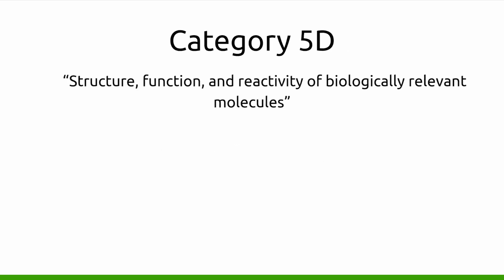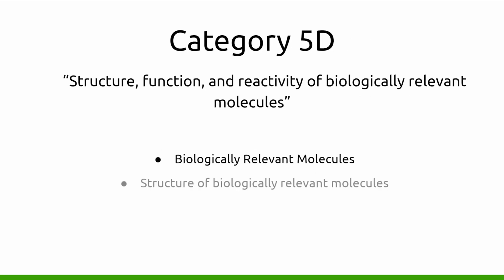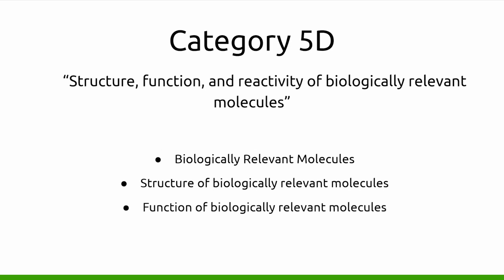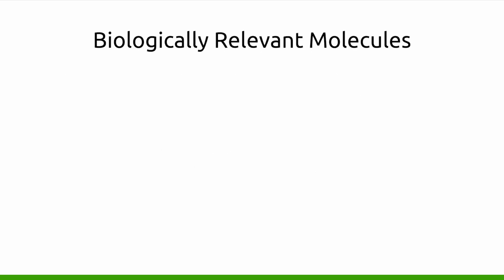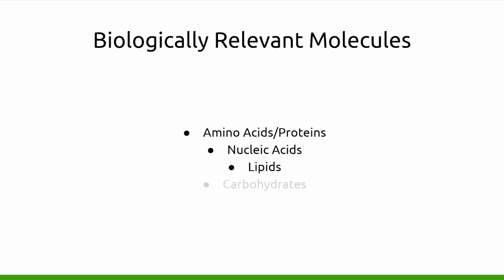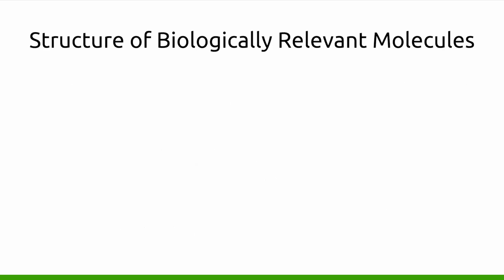And then 5D, we've got structure, function, reactivity of biologically relevant molecules. Still a whole lot of words. So separating it up, we've got biologically relevant molecules, and then we've got the structure of those molecules, the function of the molecules, and the reactivity of those molecules. I'm thinking about biologically relevant molecules. These are where I'm thinking back to the 4 macromolecules: amino acids, proteins, nucleic acids, lipids, and then carbohydrates.